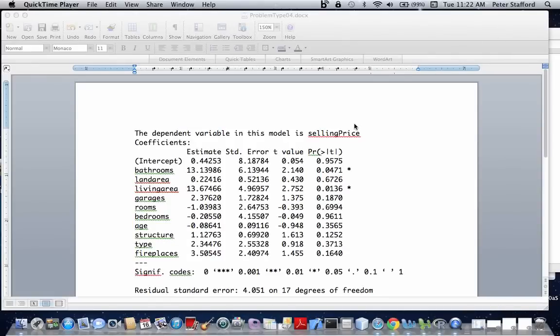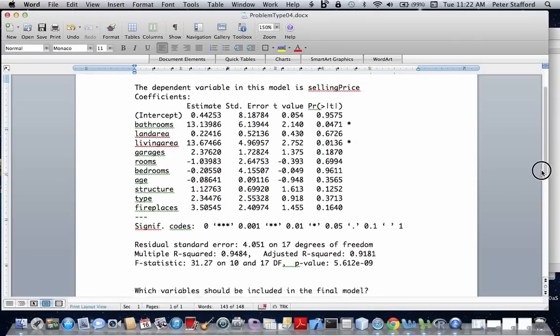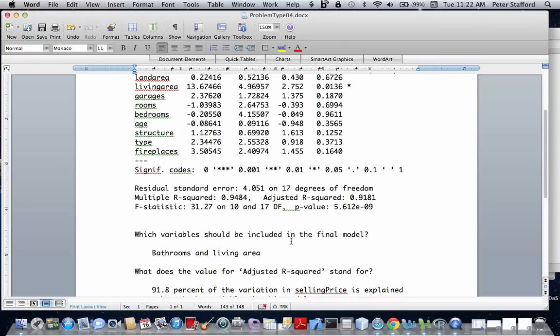All right, here's the fourth kind of problem. This has to do with linear regression. Now what we have here is the output from a linear regression model that included all of these as the independent variables and selling price as the dependent variable. Okay, so the first question that would come up in something like this is this question down here. Which variables should be included in the final model?